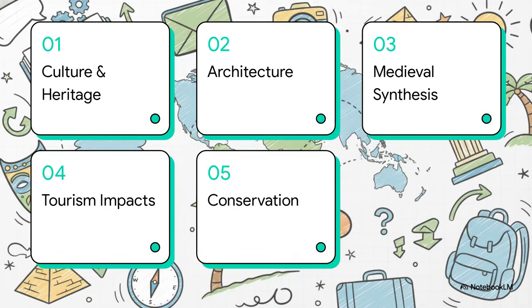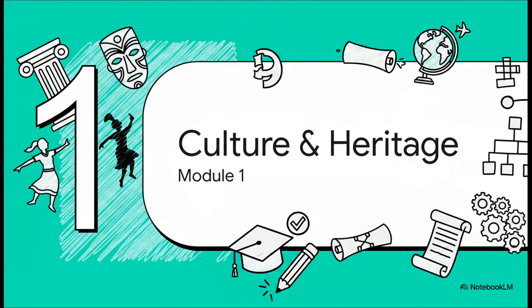So here is your strict exam blueprint. We're hitting 5 core modules today: culture and heritage foundations, high-yield architectural frameworks, the medieval cultural synthesis, mass tourism impact traps, and finally, conservation and carrying capacity. Let's jump straight into Module 1, Culture and Heritage Foundations.